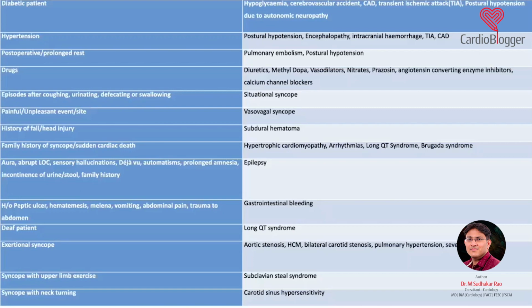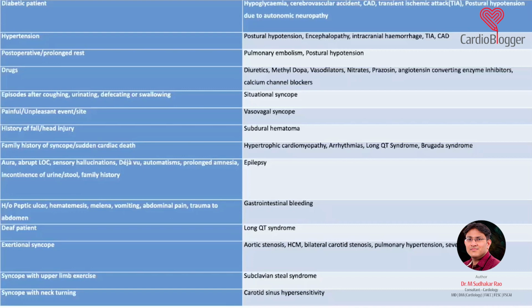Now, epilepsy, you may already know, has aura, hallucinations, deja vu, automatisms, incontinence, and rarely a family history. History of peptic ulcer, hematemesis, melena, abdominal pain suggests GI bleed. And one important thing is a deaf patient: Romano-Ward or Jervell and Lange-Nielsen syndrome, you would have heard of, sensorineural deafness and long QT. They may have ventricular fibrillation or tachycardia.